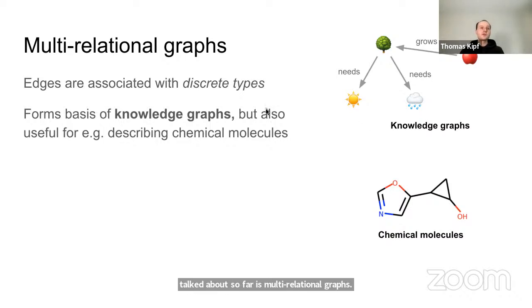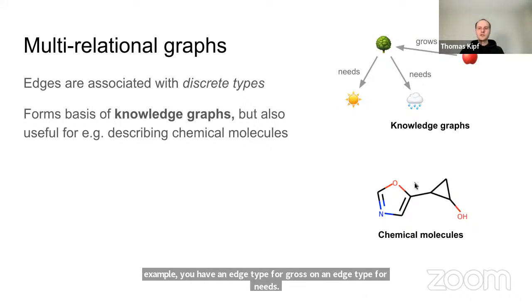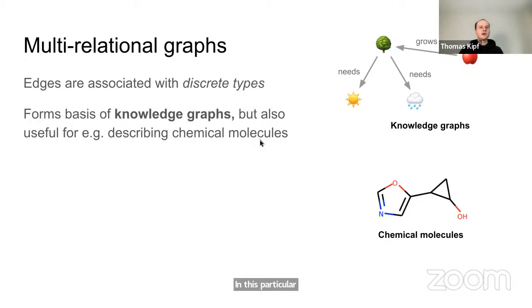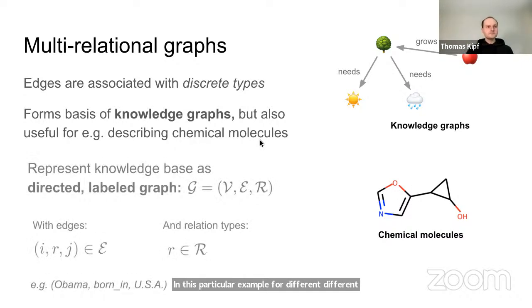chemical molecules, where you have not just a single edge type, connected or not connected, but you have multiple discrete edge types. And for example, you have an edge type for grows on, an edge type for needs in this particular example, or different chemical bonds between atoms in a molecule.